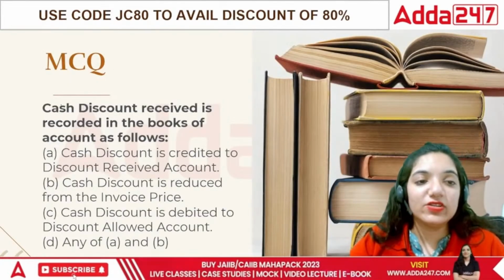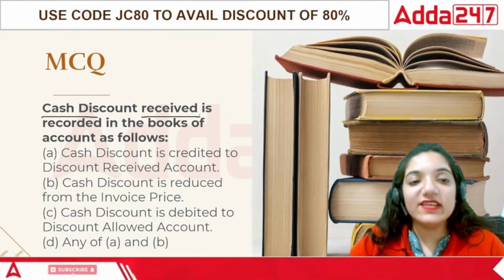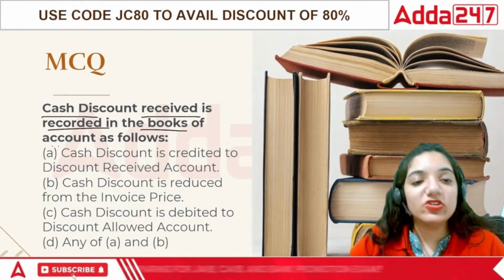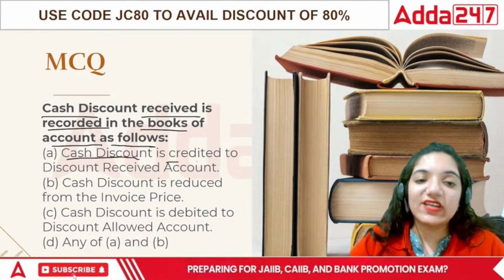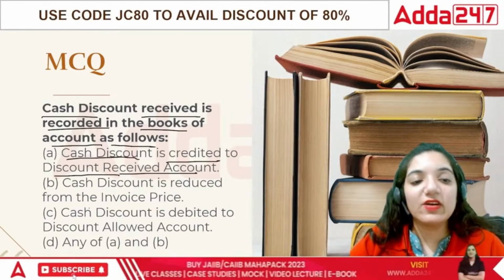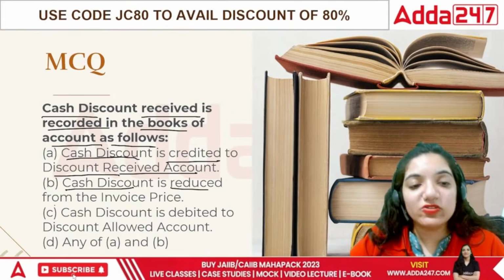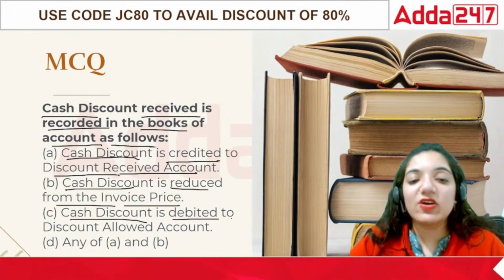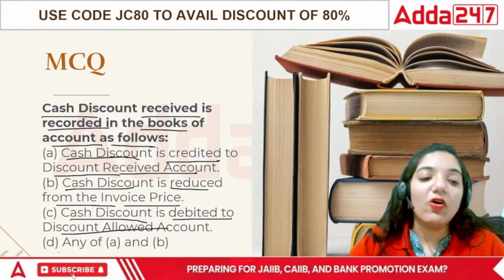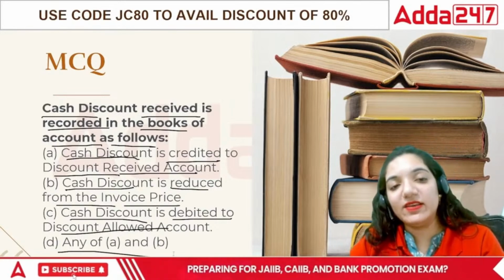Here comes the next question. The cash discount received is recorded in the books of accounts as follows. Cash discount is credited in the discount received account. Cash discount is reduced from the invoice price. Cash discount is debited to discount allowed, or any of A and B.